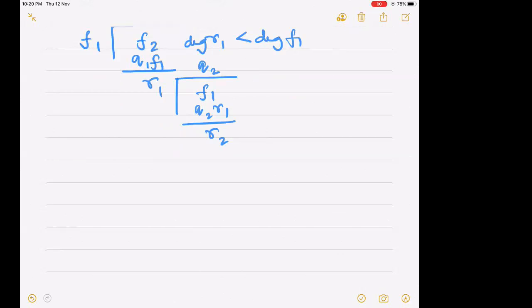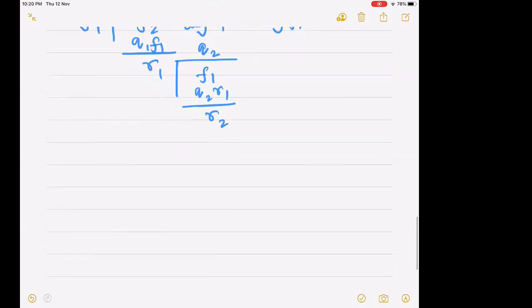Suppose r2 is 0. Let's see what happens.